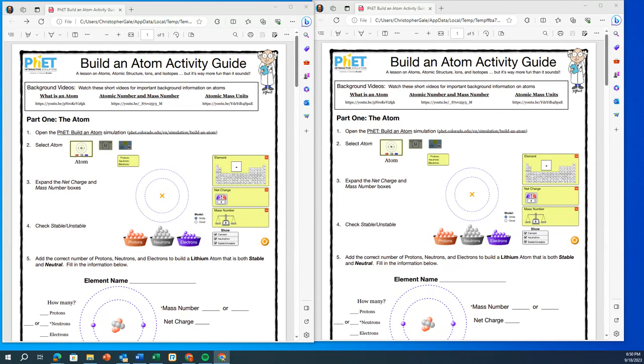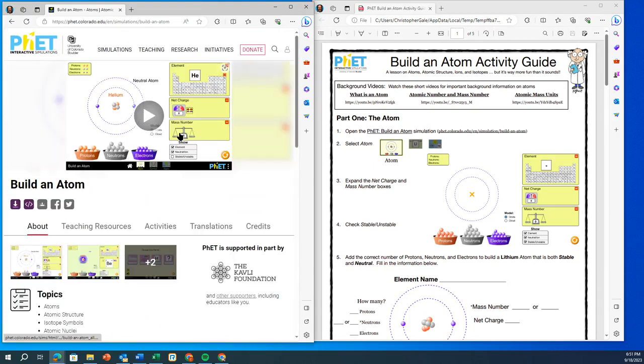This is an asynchronous assignment. So we're going to do a build an atom activity. We're going to use this activity guide, and then we're going to use this activity guide to draw it. So I'm going to click on this PhET Build an Atom simulation. And what comes up, so I'm going to click on this.